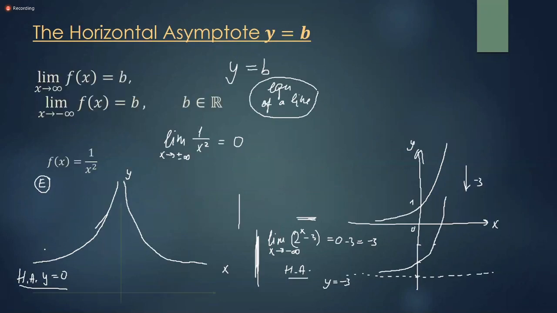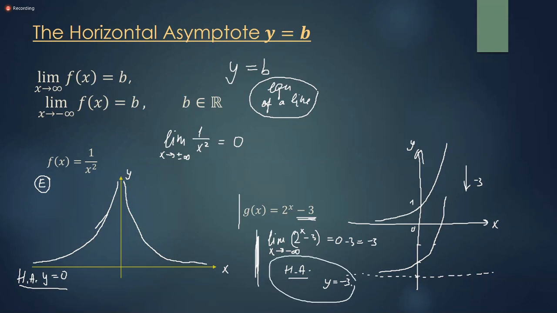So this is where we have the horizontal asymptote. That's very simple. Simply have a look at x tends to infinity. What happens to the function? If it has a limit that is a number, then that number gives you the horizontal asymptote. The equation y equals that number is the equation of the horizontal asymptote. In this case, it's y equals minus 3. In the first example here, it was y equals 0.